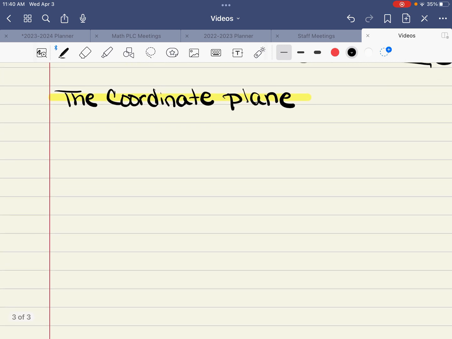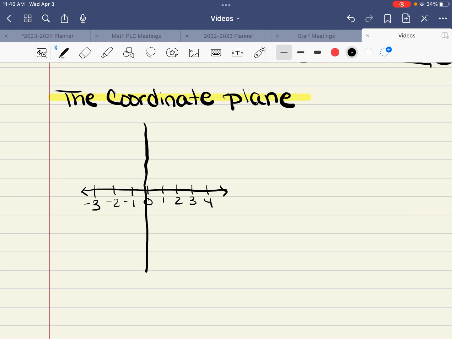So it's like we have a number line going horizontal here, with our 0 in the middle. 1, 2, 3, 4, something like that. And we go -1, -2, -3, and so on. And then we take another number line and turn it vertical and run it right here through the 0. So it looks like this. And then this would be our 1, 2, 3, and so on, with our -1, -2, -3 right down there. Okay, so this whole thing is called the coordinate plane.